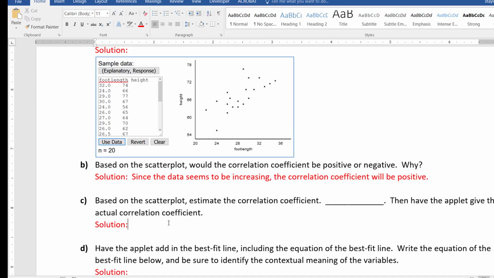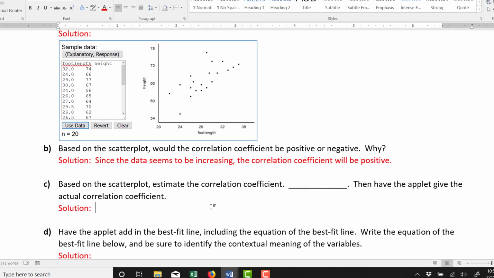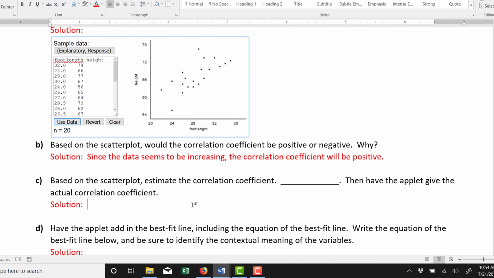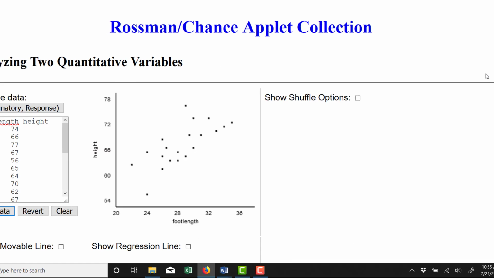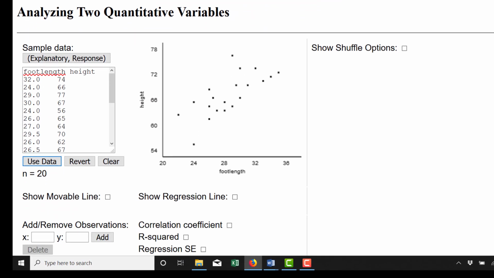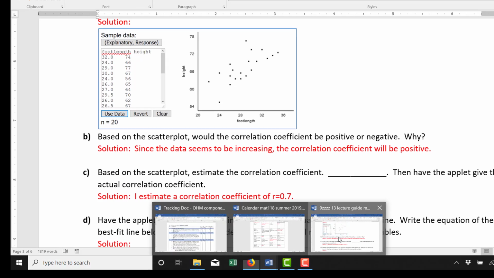Part C then asks, based on the scatter plot, estimate the correlation coefficient, and then we'll actually use the applet to get the correlation coefficient. Looking at this, I'm going to estimate maybe 0.7. Now I can go back to the applet, and if you scroll down a little bit, you'll see there is a checkbox here for correlation coefficient, so I'll select that. And it says, oh, that was a pretty good guess. R equals 0.711 is the actual correlation coefficient for that sample data.